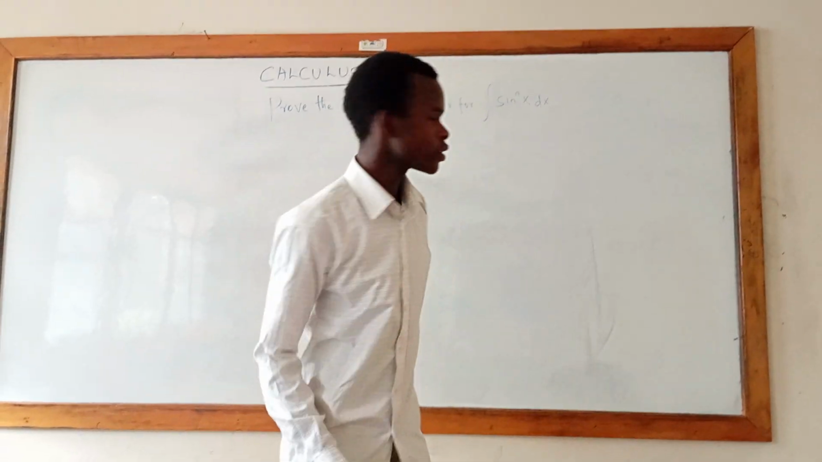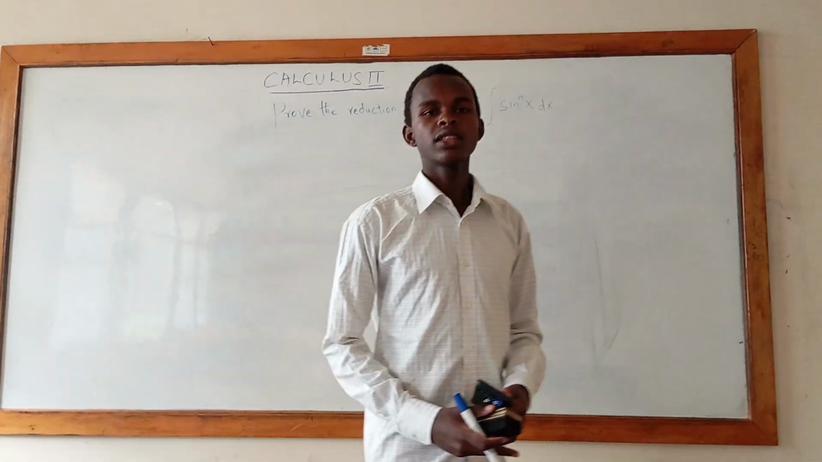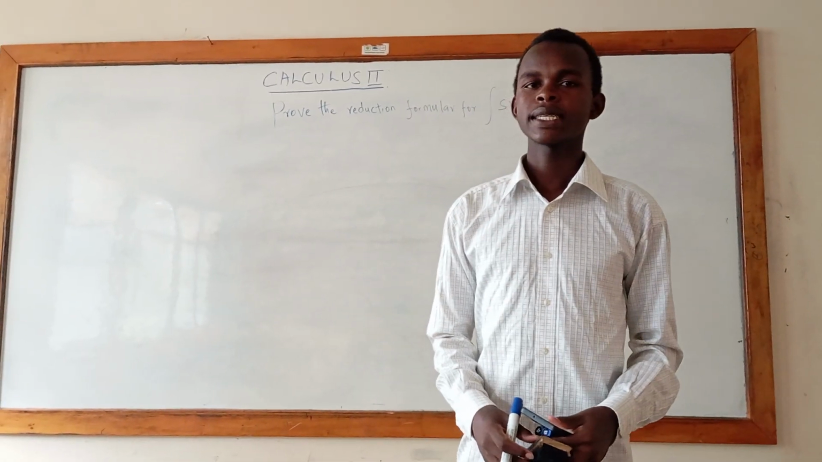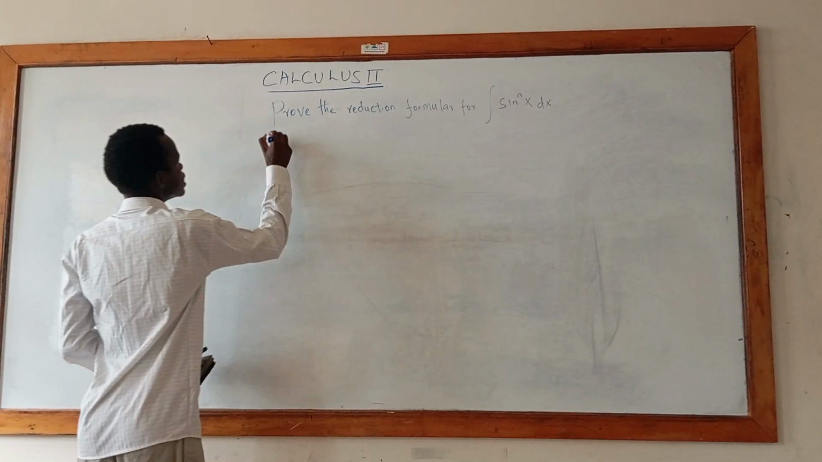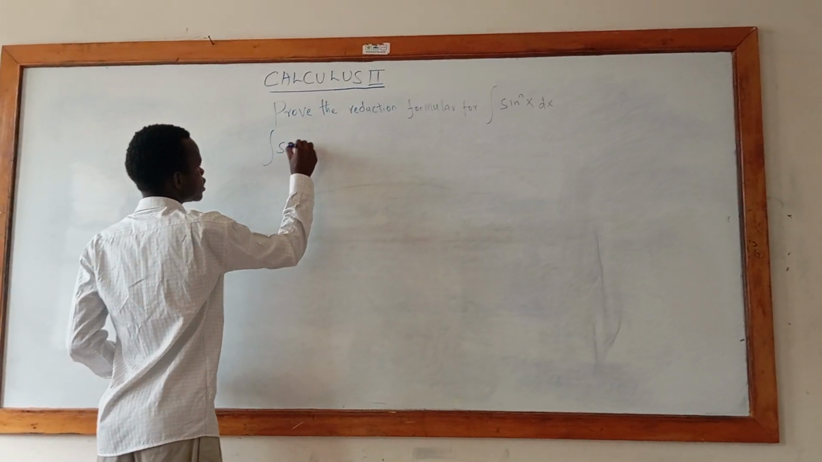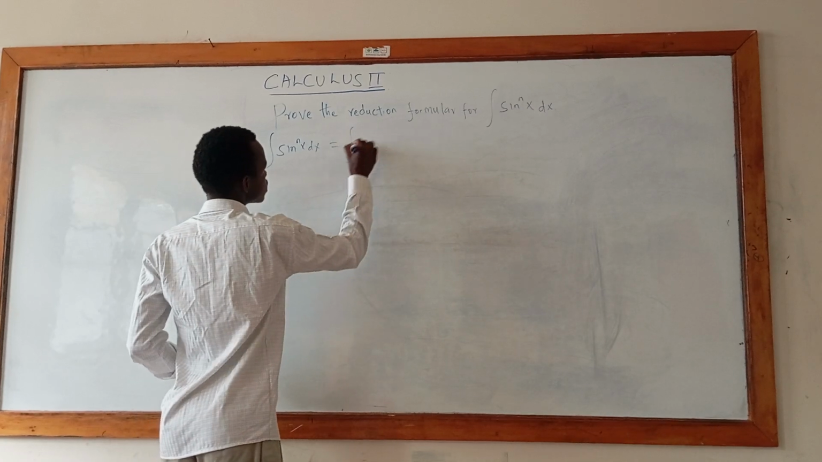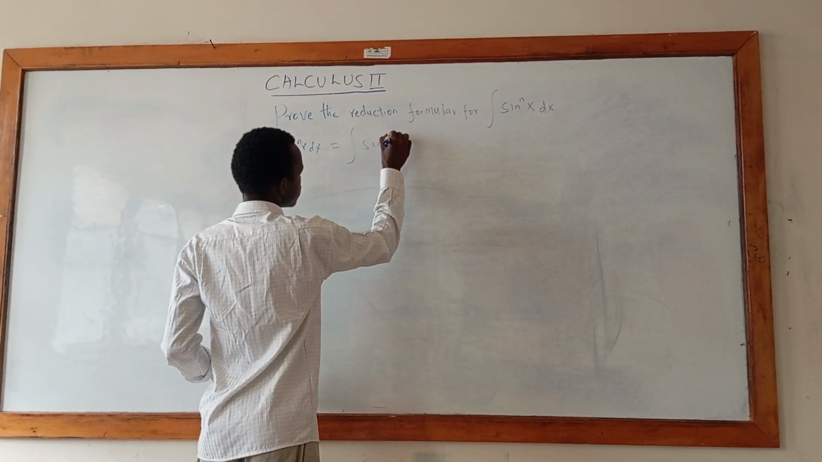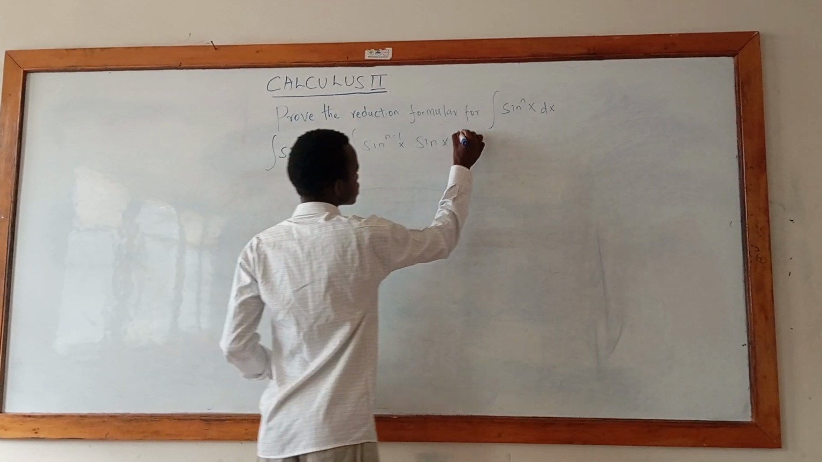This is the last video on derivations of reduction formulas. This will be a reduction formula for the sine to any power. So we'll write the integral of sine to the n of x dx as the integral of sine to the n minus 1 of x multiplied by sine of x dx.